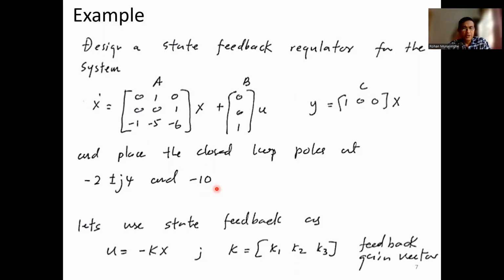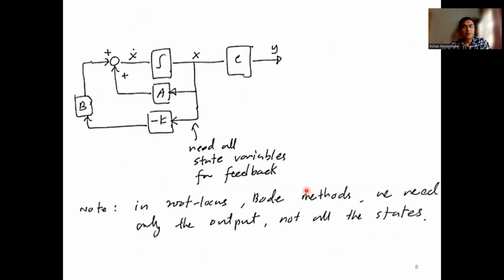I think it's very simple, right? You have gone through one of these things before. Let's use the state feedback as u equals minus Kx. You use this control policy, right? And this is your gain matrix, or rather vector K1, K2, K3. The process is very simple, right? If you draw a block diagram for the controller, right?